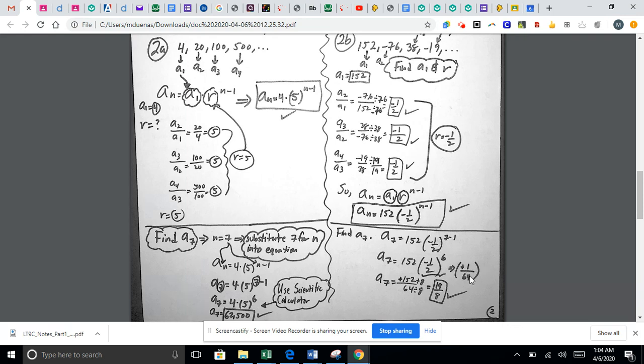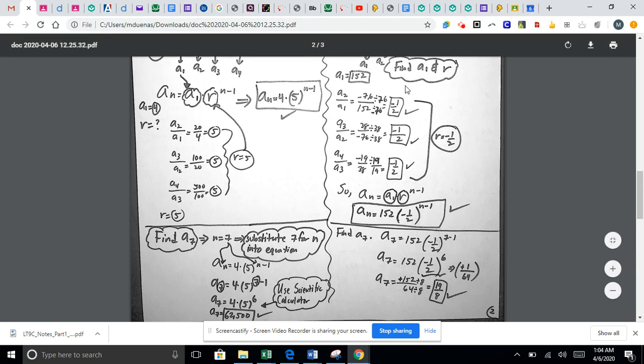Okay. All right, so now that we have that out of the way, again, coming back to this problem, you have 1 over 64, and then we're going to multiply that by 152. So 152 times 1 divided by 64, they have a GCF of 8. So when I divide it by 8, I am left with 19 over 8. Okay, and this is your final answer for a sub 7. So a sub 7 in the sequence is going to be 19 over 8.